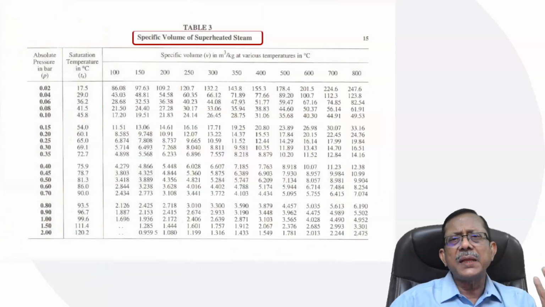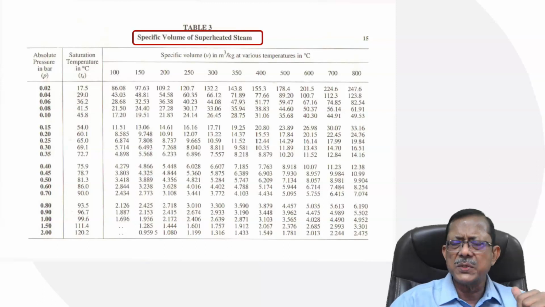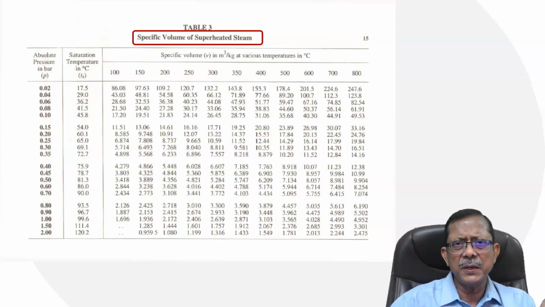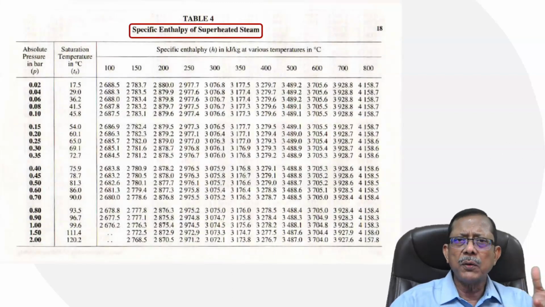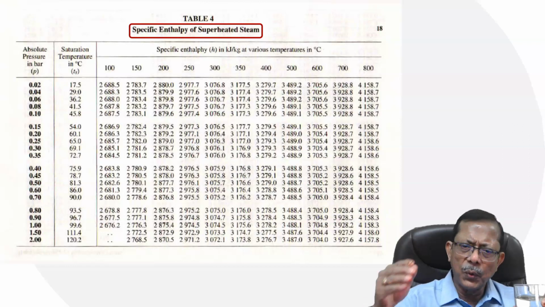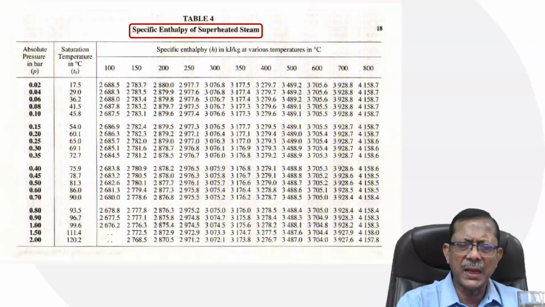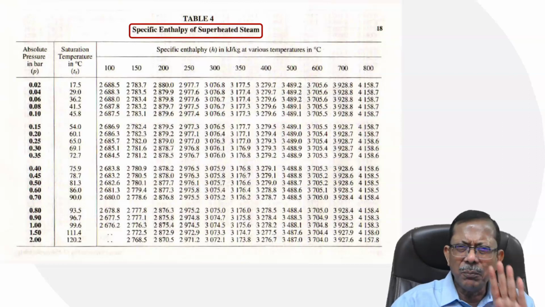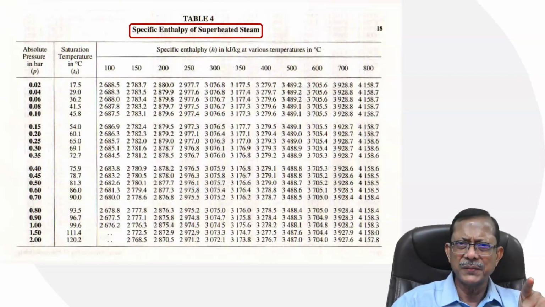Now I will show you another table, that is table 3. In some of the tables you might find the specific volume of superheated steam. So again, various pressures and corresponding superheated steam temperatures, and the specific volume is given. And in table 4, you are going to find the specific enthalpy of superheated steam. In some of the steam tables, you might find the specific volume, the enthalpy, as well as the entropy of the superheated steam. Now, the one which you are going to need the most is the pressure-based steam table. That is table number 2.